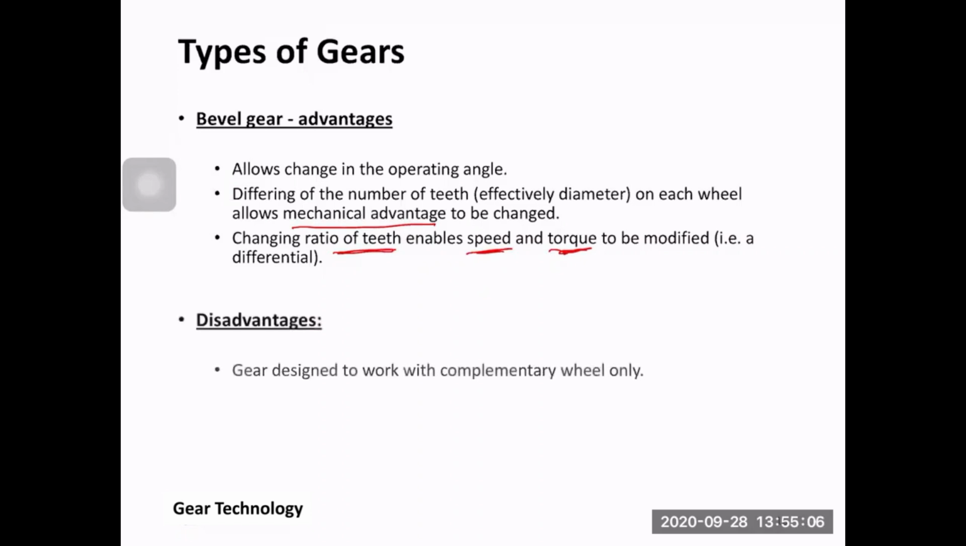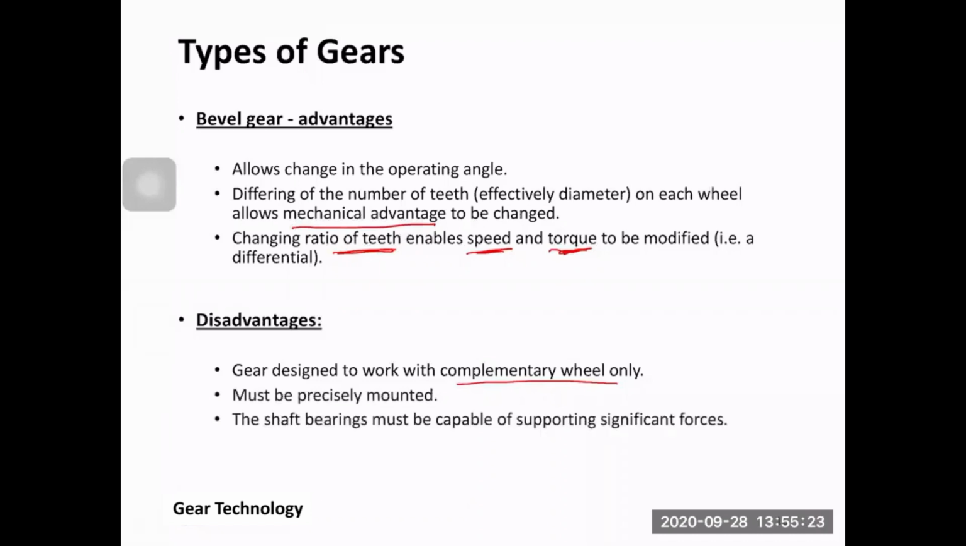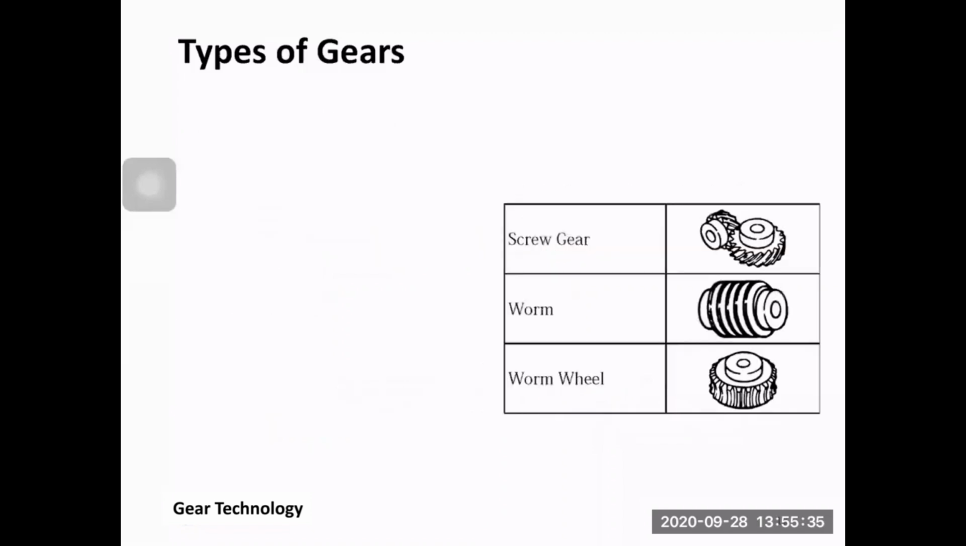They are designed to work with a complementary wheel only. So it means that you have to have two bevel gears. You cannot have a spur gear with a bevel gear, for example. So they have to be of the same type. They must be precisely mounted. The shaft bearings here must take the axial load, similar to the helical gears. So there is a specific type of bearings that must be used with this type of gears.